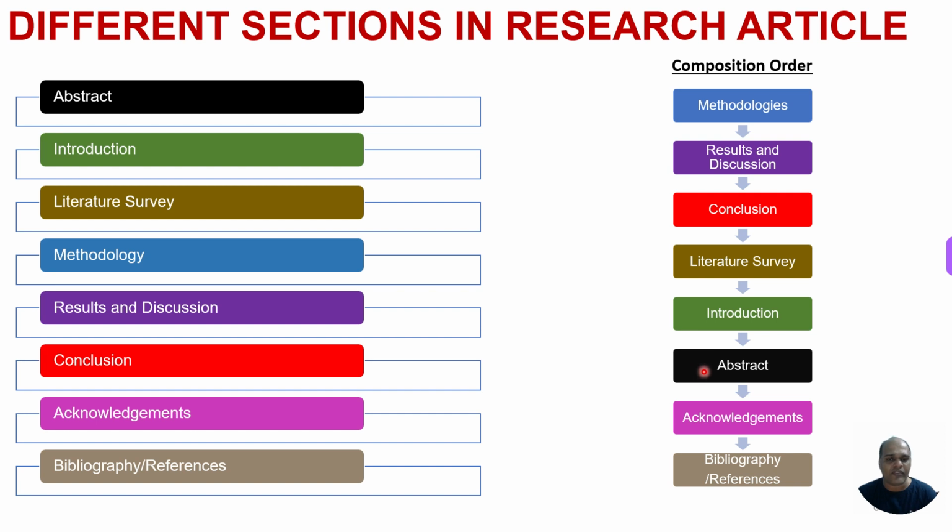The abstract is the shorter form of your manuscript. We try to tell the important aspects of what we deal with in this research article in the abstract form. Then if we want to thank some people while doing the experimentation or writing the research article, we give acknowledgements for them, and then finally the bibliography or references will be quoted. So this is the process in which the research article can be composed. First we start with methodology, results and discussion, conclusion, literature survey, introduction, abstract, acknowledgement, and bibliography or references.